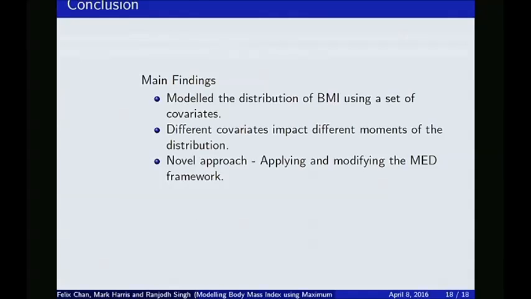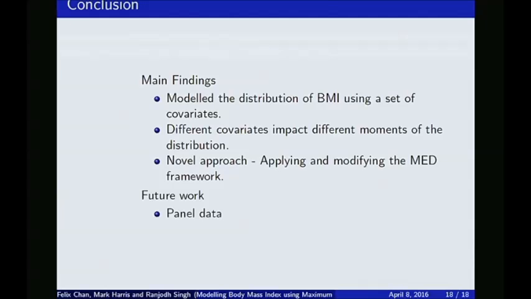Okay, so here's a conclusion. I'm not going to take up too much of your time. We model the distribution of BMI using a set of covariates. As I mentioned before, this method can apply to a lot of other variables. It doesn't have to be BMI. We just thought that was particularly topical and interesting at the time. Different covariates impact different moments of the distribution. We think the barrier is relatively low because we managed to apply and modify the MED framework.